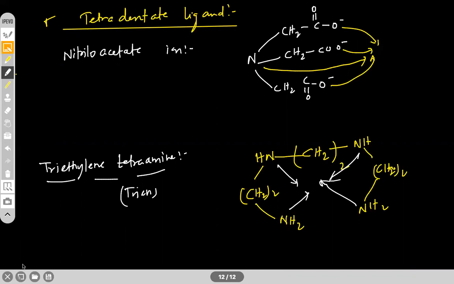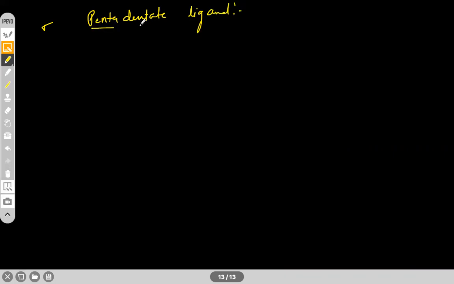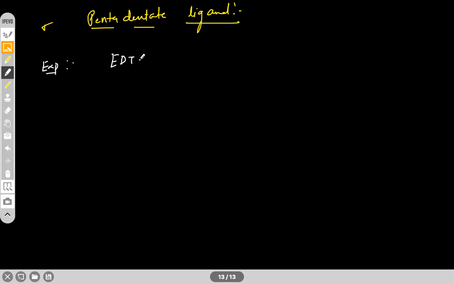Tetradentate we are done. Next one is pentadentate. Pentadentate ligand, denticity is 5. Example we have EDTA 3 minus. What is this?